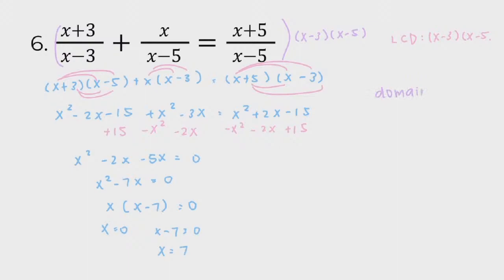For the domain, we're going to set the denominators not equal to 0. So we get x can't equal 3 and x can't equal 5. And our two answers are within the domain, so those would be our two solutions.